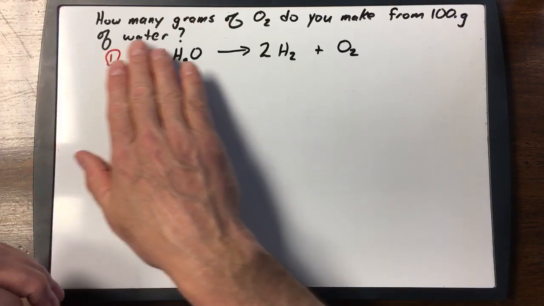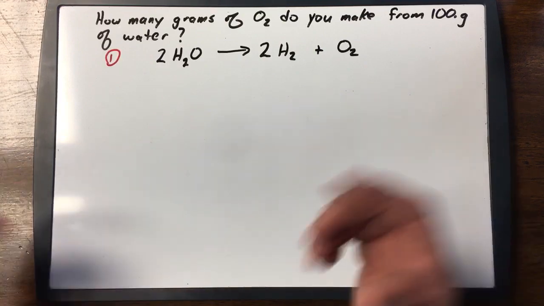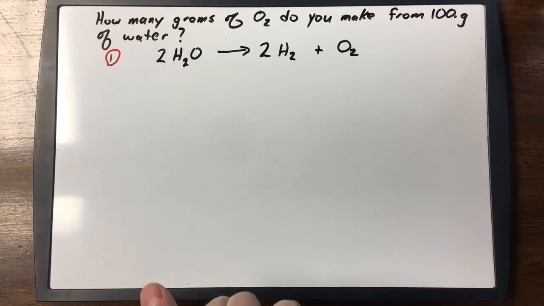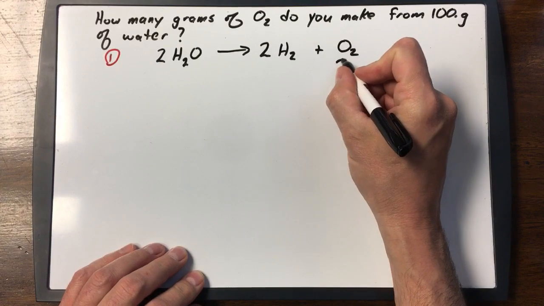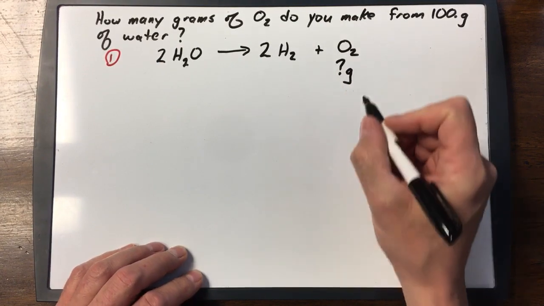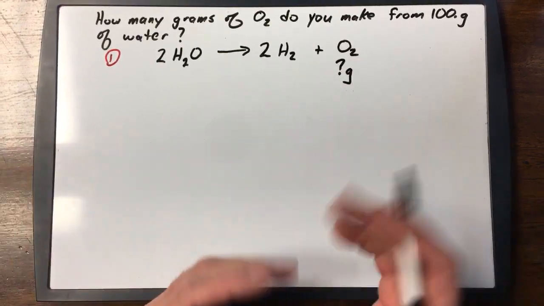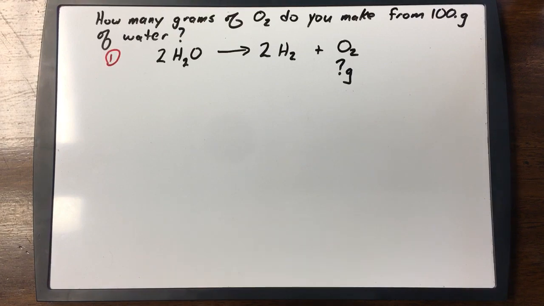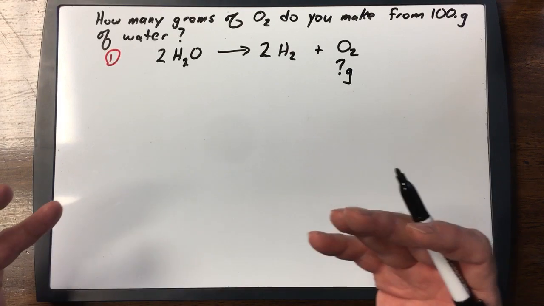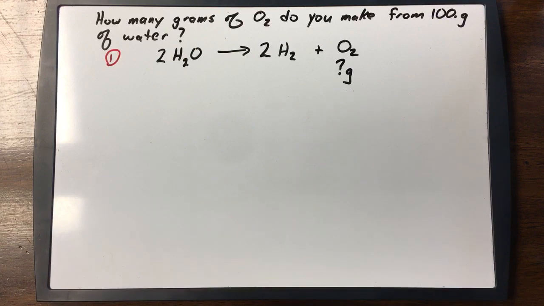Okay, so first thing it says, how many grams of oxygen? So that's obviously what we're asked to solve for. That's the required value. So underneath my oxygen, I'm going to put a question mark grams. I'm going to give myself the unit so I know what I have to convert to at the very end. And the question mark is just telling me that that is what I'm asked to solve for, or that's my required value.